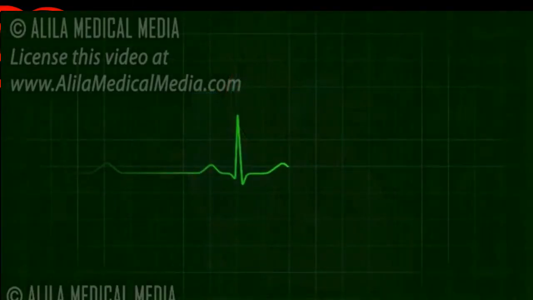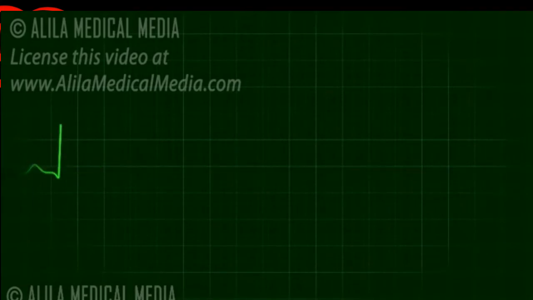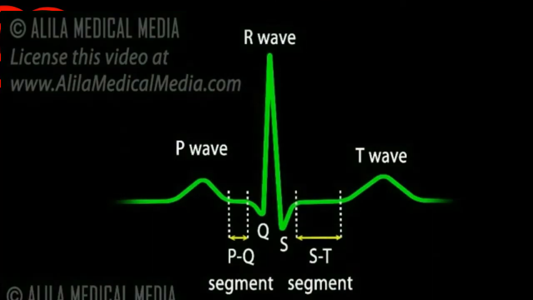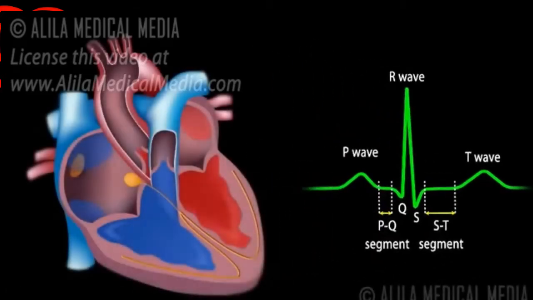Electrical activities of the heart can be recorded in the form of electrocardiogram, ECG, or EKG. An ECG is a composite recording of all the action potentials produced by the nodes and the cells of the myocardium. Each wave or segment of the ECG corresponds to a certain event of the cardiac electrical cycle.